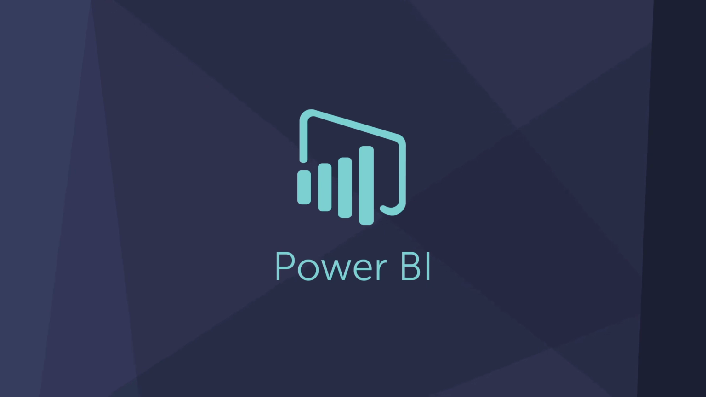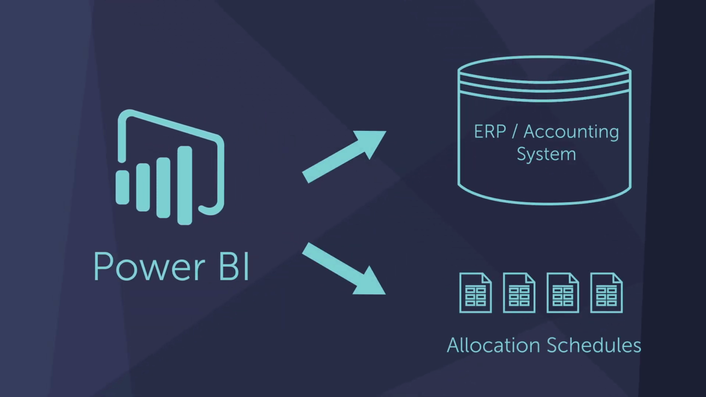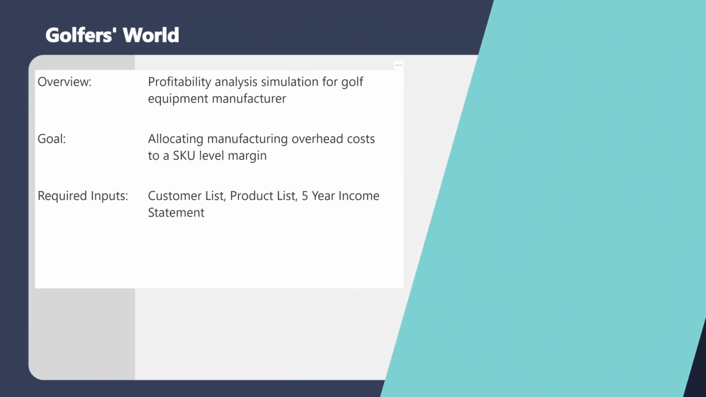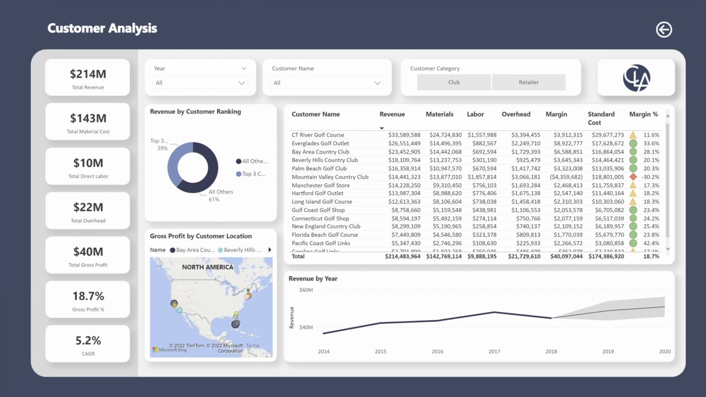This Power BI solution combines live business data with cost allocation schedules in Excel. With this approach, we can distribute soft costs automatically in Power BI using business-approved formulas. The result is a highly interactive profitability analysis packed with financial insight. The first page shows us the big picture.